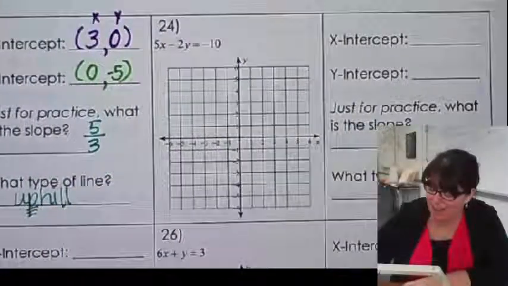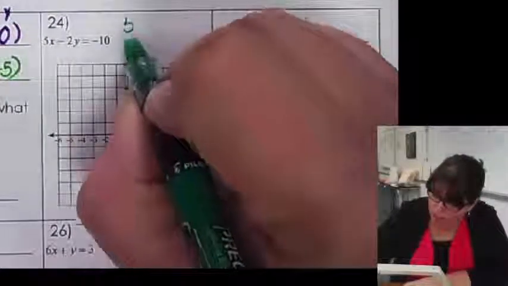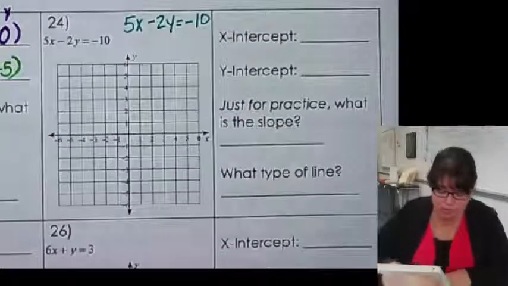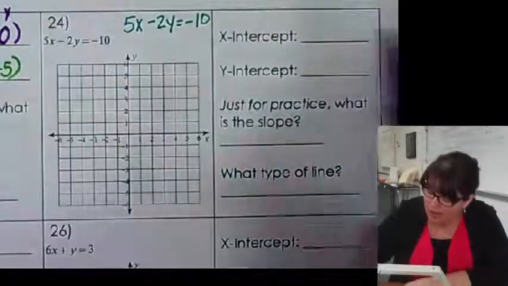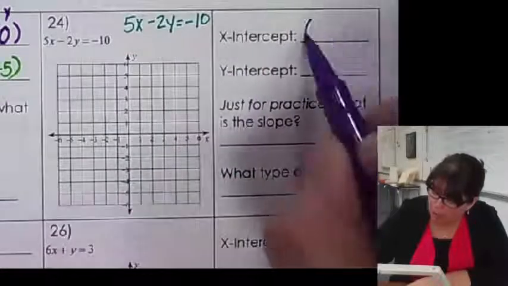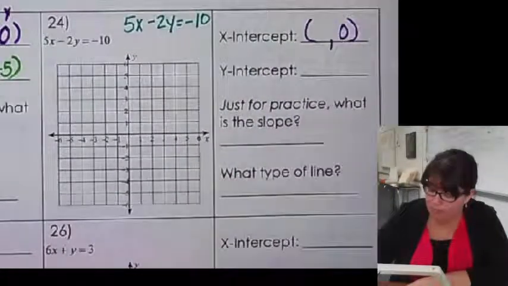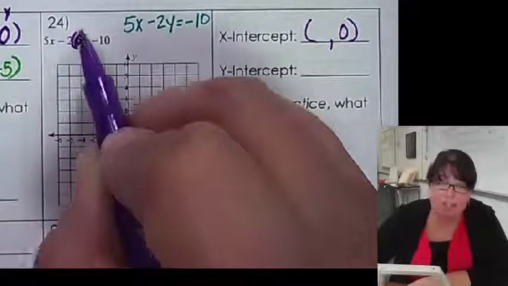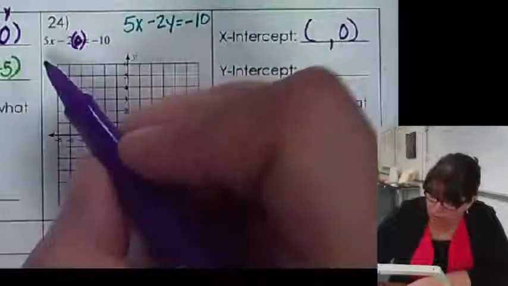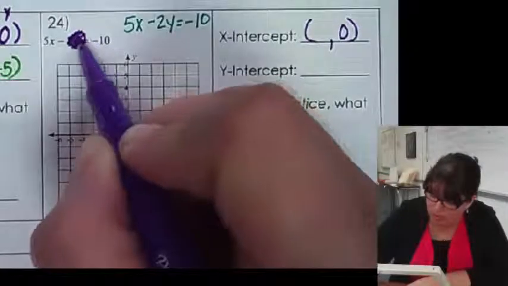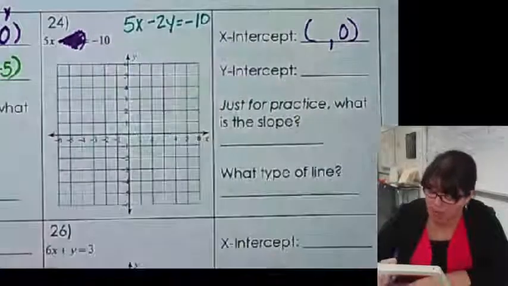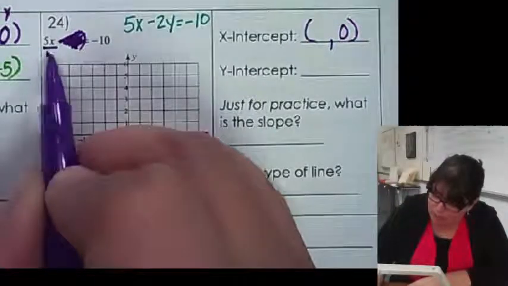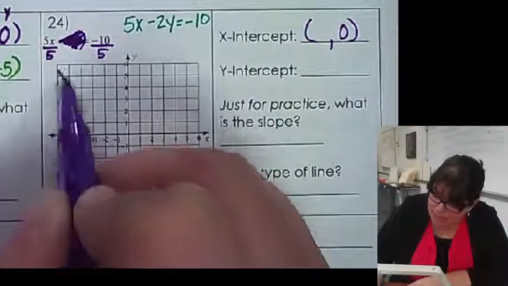Okay, are you ready? You write the equation 2 times, once for the x-intercept and once for the y-intercept. To find the x-intercept, we're going to plug in 0 for y. So 0 goes here. 2 times 0 is 0, so this term disappears, and the sign stays attached. Remember that. So now I have 5x equals negative 10. Divide by 5 on both sides, and x equals negative 2.